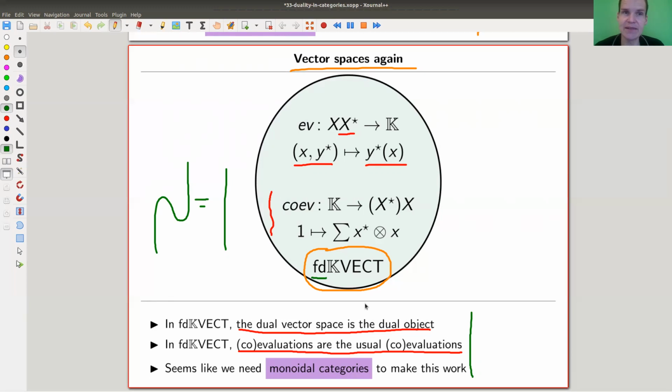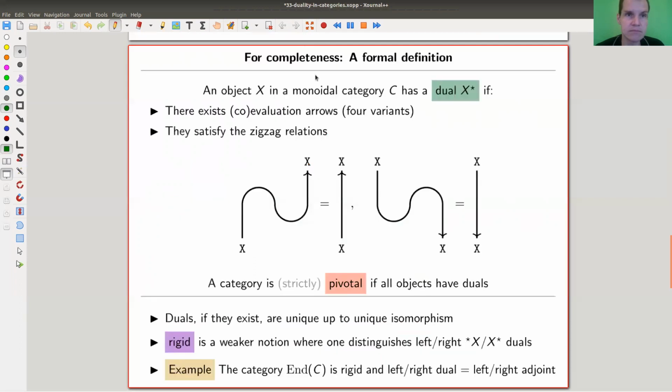So we actually get a nice calculus for vector spaces. And this is kind of the motivation to define those pivotal categories. That's what they're called. So an object in the monoidal category has a dual. So that's what you need to do before. And of course, I denoted by the same symbol as before.